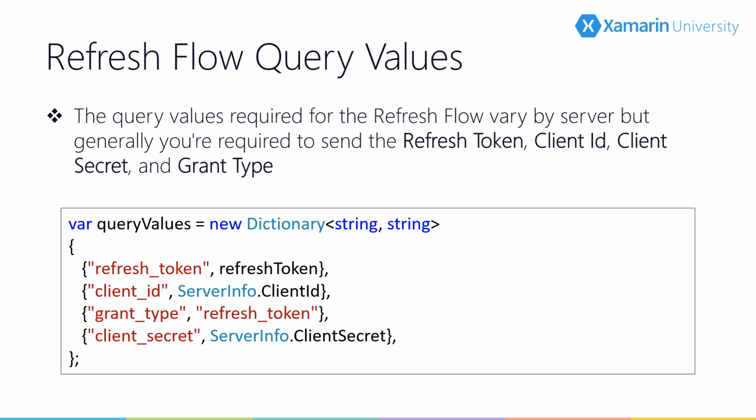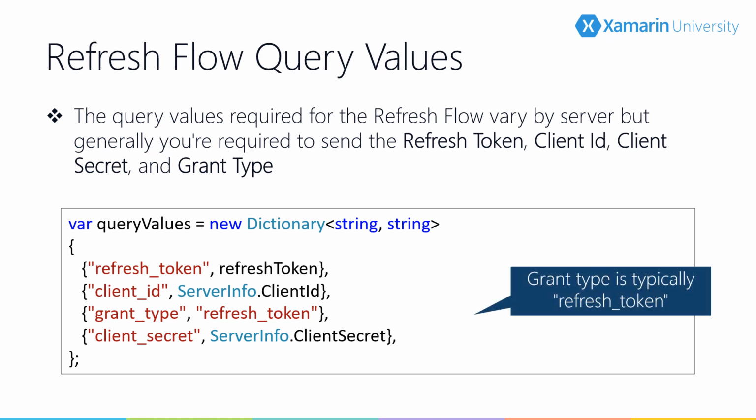Unlike the other flows, the refresh flow requirements aren't strongly defined, and they can really vary widely between servers. Generally, you'll be required to send the refresh token you acquired during authentication, along with the client ID and the client secret. And it's commonly required to specify the grant type as refresh token. Again, this is not in the spec, but it's common, and this is how we tell the server we're requesting a new access token. And we pass these values to the OAuth2 Authenticator as a dictionary of strings.